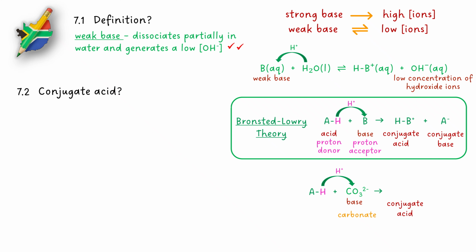So the carbonate ion, which is a base, must accept a proton to form its conjugate acid. The conjugate acid of the carbonate ion will differ from the carbonate ion by a proton. So the conjugate acid of the carbonate ion is HCO3-, which is called hydrogen carbonate. Since the carbonate ion had a 2- charge, when it gains a positive proton or a positive hydrogen ion, it ends up with a 1- charge.